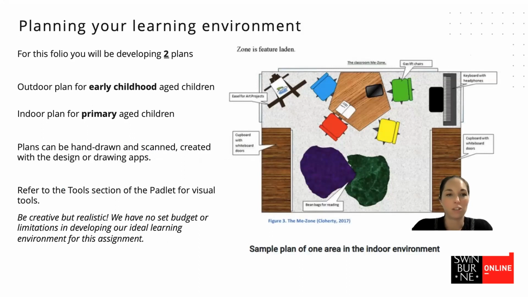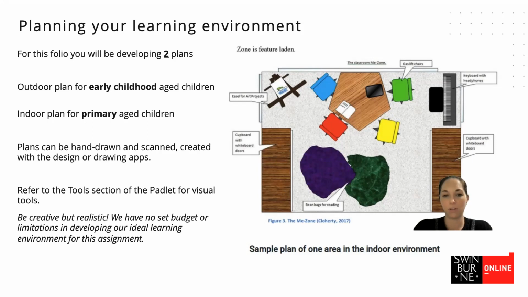As we've said, we just want everyone to be very clear, you will be developing two plans. You don't get to choose one or the other. You need to do both. So an outdoor plan for early childhood children and an indoor plan for primary age children. Your plans can be hand-drawn and scanned if you like, or you could use design or drawing apps.